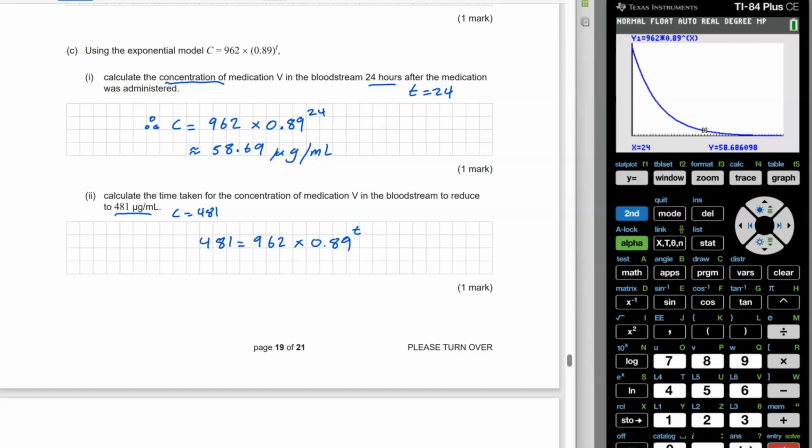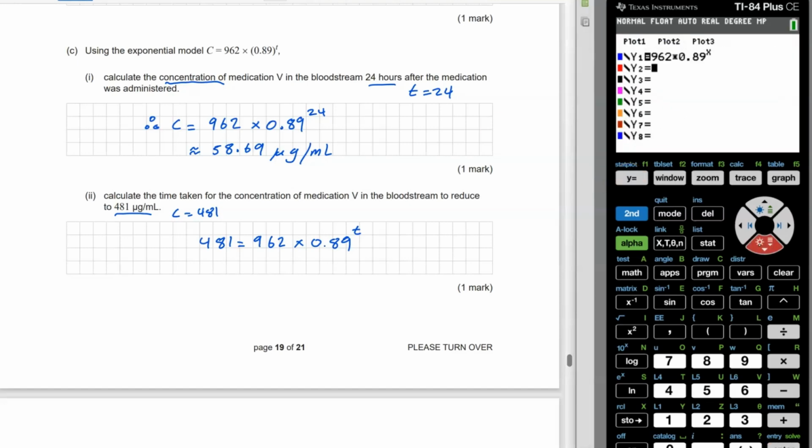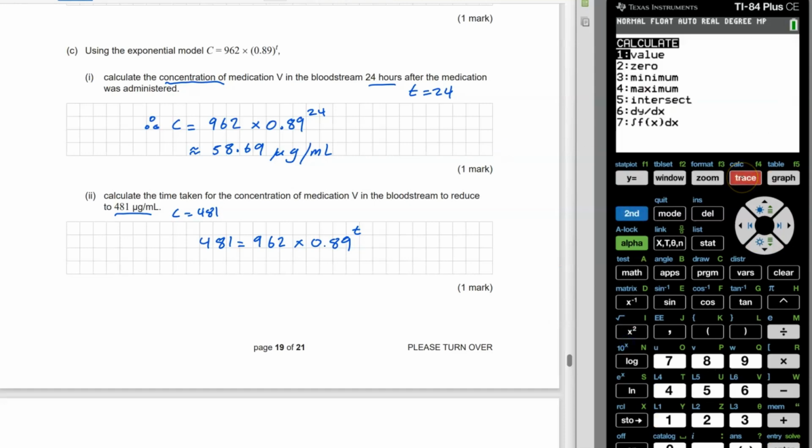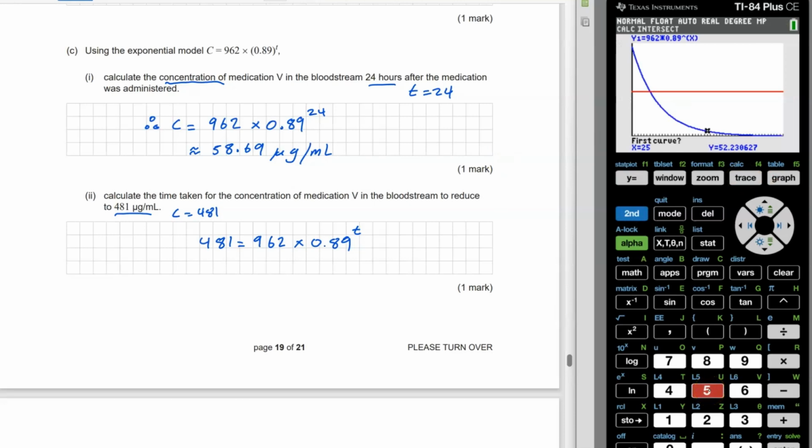Now the way that we're going to do that on our TI is we're going to go back into y equals. We want to put the line of 481, and we're going to find where these guys intersect. So second function calc, we're going to go down to number 5, which is intersect. You just press enter twice because you're just selecting the 2 lines you want to find the intersection of, and the guess, it will give you a reasonable guess regardless.